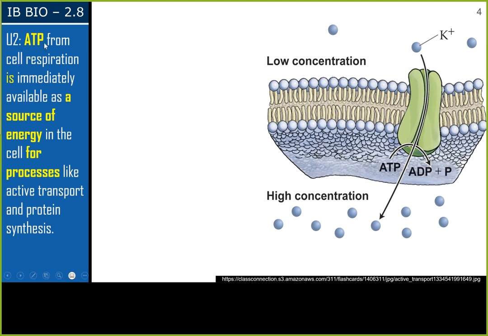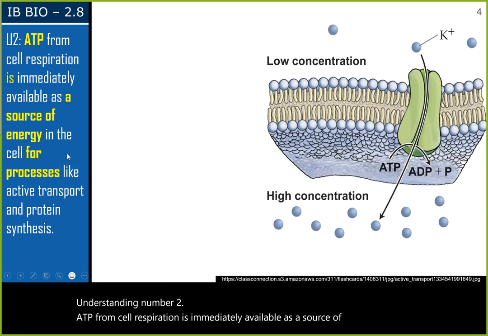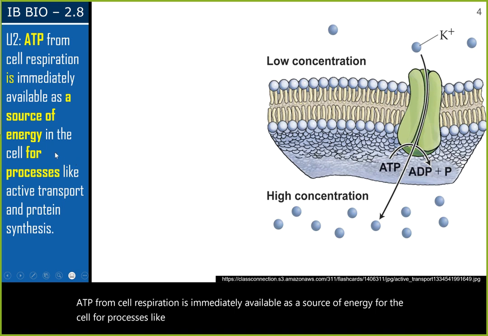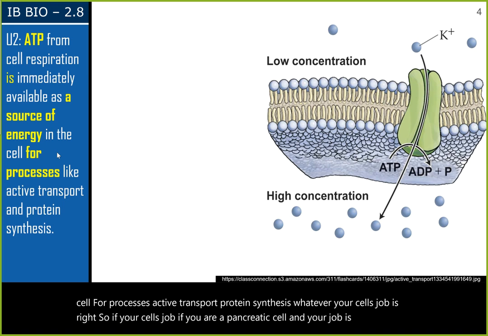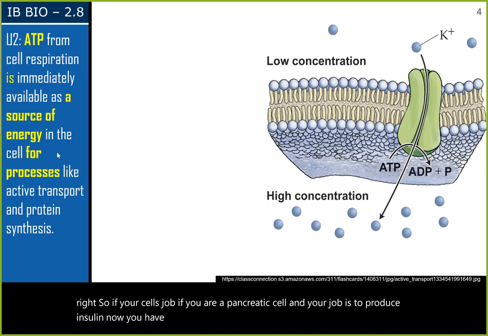Understanding number two, ATP from cell respiration is immediately available as a source of energy for the cell for processes like active transport, protein synthesis, whatever your cell's job is, right? So if you are a pancreatic cell and your job is to produce insulin, now you have a molecule that stores energy in a form that you can use and you can pump out a bunch of insulin.